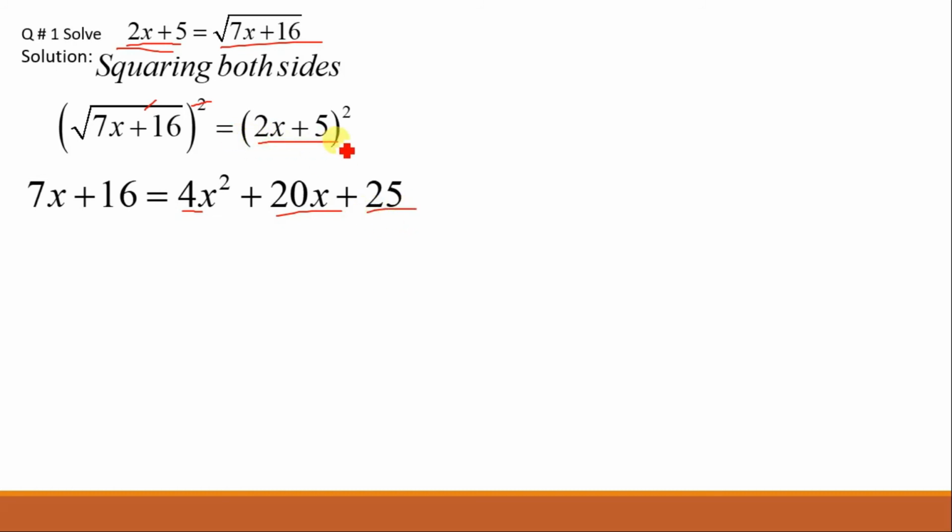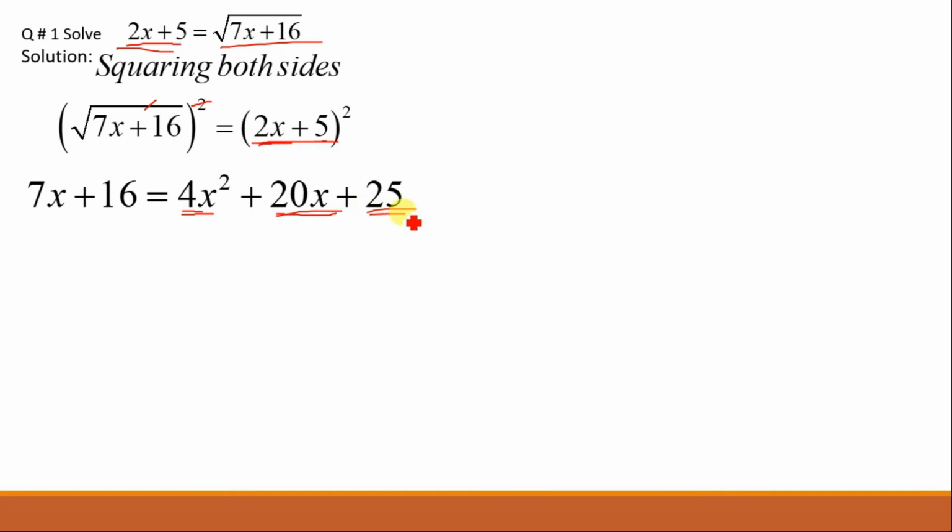Expanding this square by using the formula (a + b) whole squared is equal to a squared + 2ab + b squared. Here a is 2x, so its square is equal to 4x squared. Now twice the product of a and b, that is 2ab, 2 into 5 is equal to 10x, and twice 10x is equal to 20x, and the square of 5 is 25.